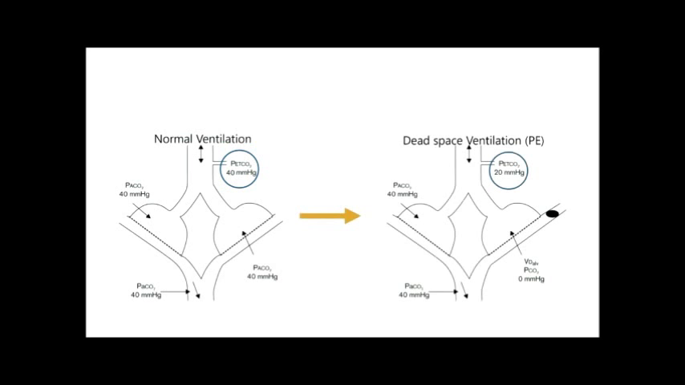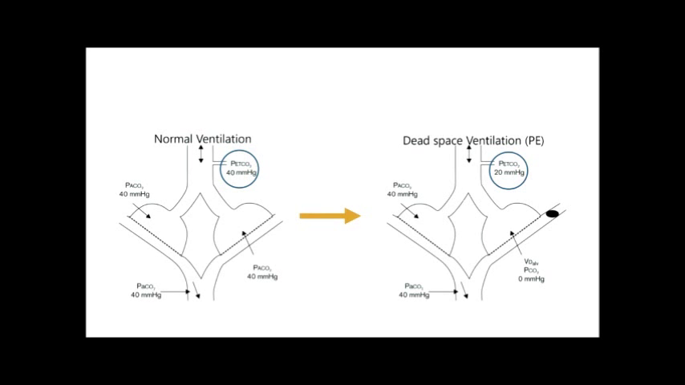To understand how capnography will work in the PE patient, we have to briefly talk about how PE would affect CO2. So in normal lung ventilation, you have an equilibrium that gets formed between your arterial CO2 and your alveolar CO2, and that's what gets breathed out at a rate of 40 millimeters of mercury. When you have a PE, we have what's called dead space ventilation.